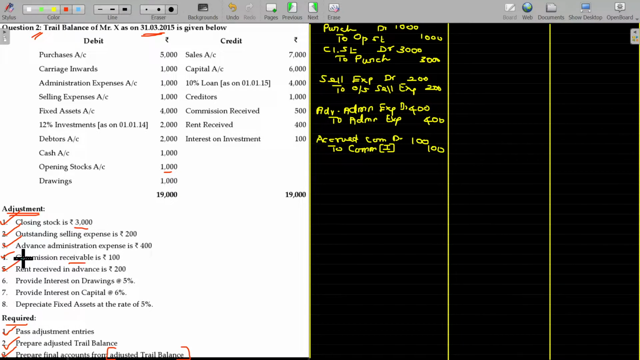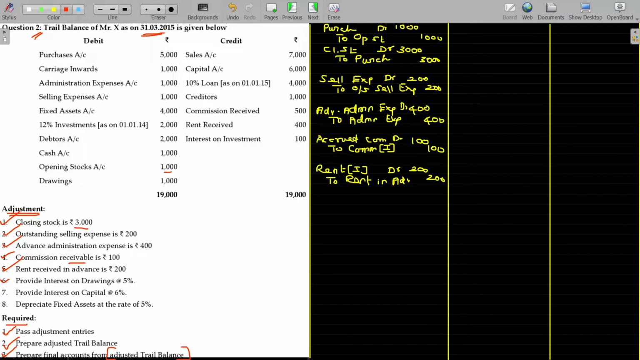Rent received in advance. Income received in advance is a liability. Liability should be on the credit side. So the rent in advance should be on the credit side, and the rent account will be on the debit side, right? Rent account debit. It's not an expense, it's income. To differentiate the income from the expenses, I put the I after the rent account. Rent account debit to rent received in advance. The value being 200 rupees.